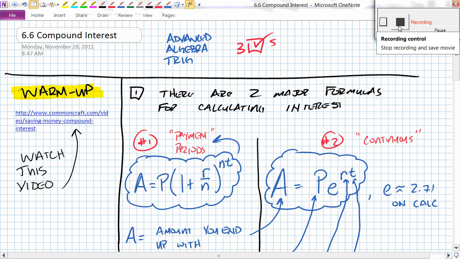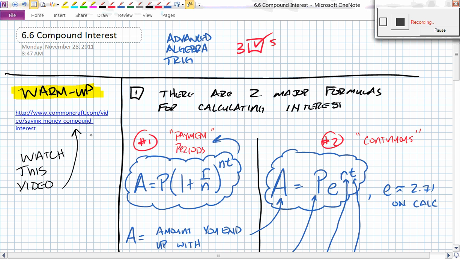Okay, this is 6.6 Advanced Algebra Trig Compound Interest. We started off the day by watching a video for a warm-up, and I put the link on the left-hand side. Anyways, this is a good video about how compound interest works. It's kind of oversimplified, but it does get the job done.